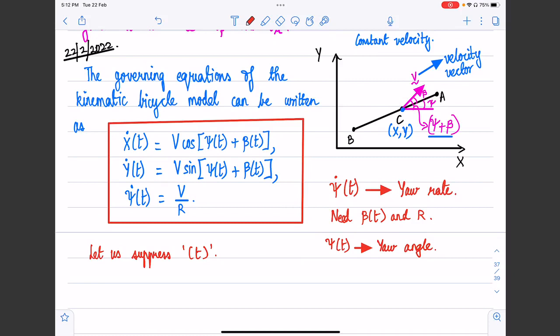What happens when there is slip? We will derive it when we go to the dynamic bicycle model. This is a simpler case.